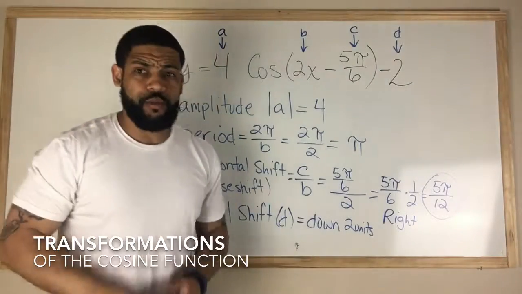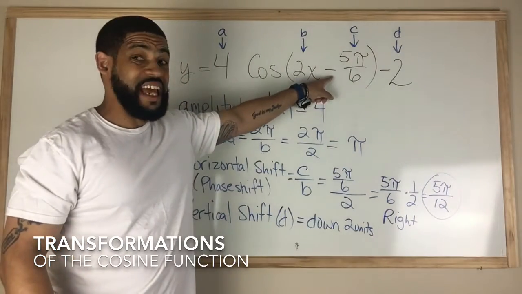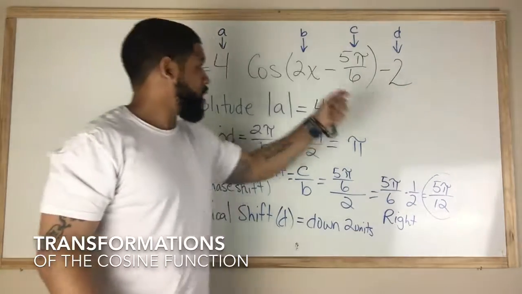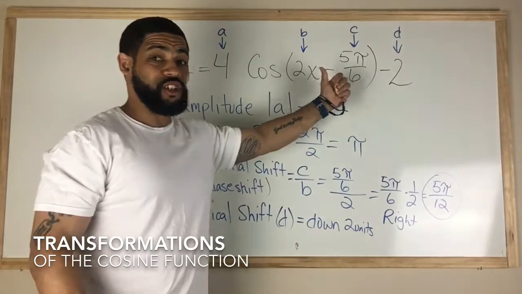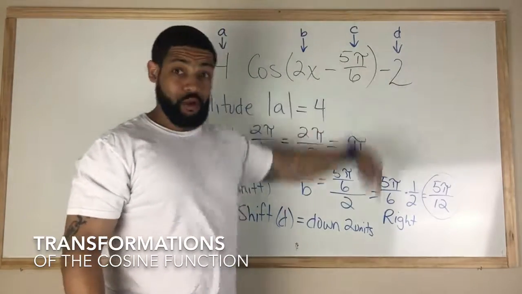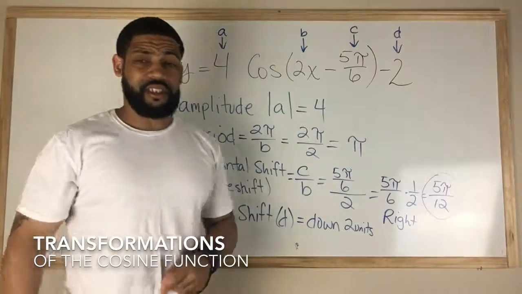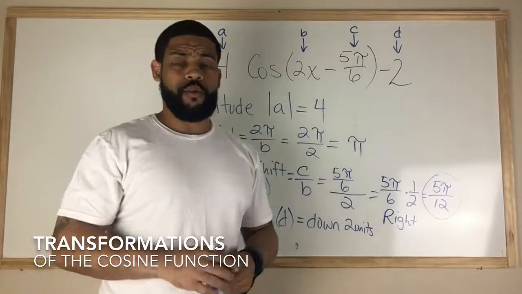Also, always remember, the horizontal or phase shift, if it's minus, is actually going to the right. If this was a plus, it's actually going to shift to the left. But when we do the vertical shift, if it's minus, it goes down, and if it's plus, it goes up. That's definitely something you want to remember.